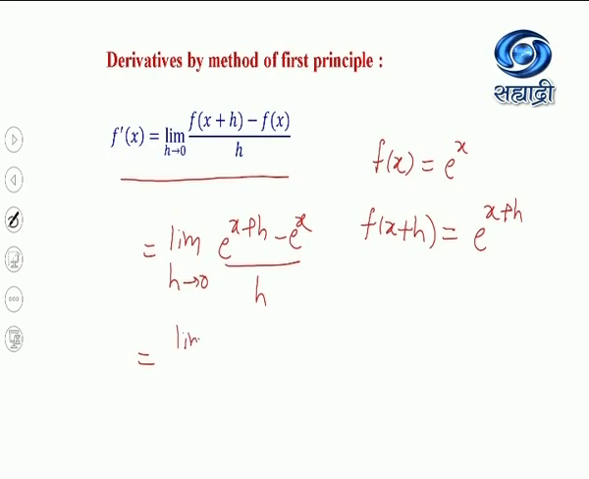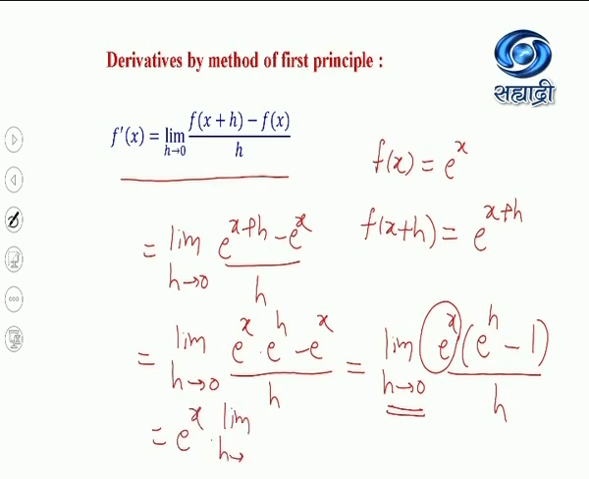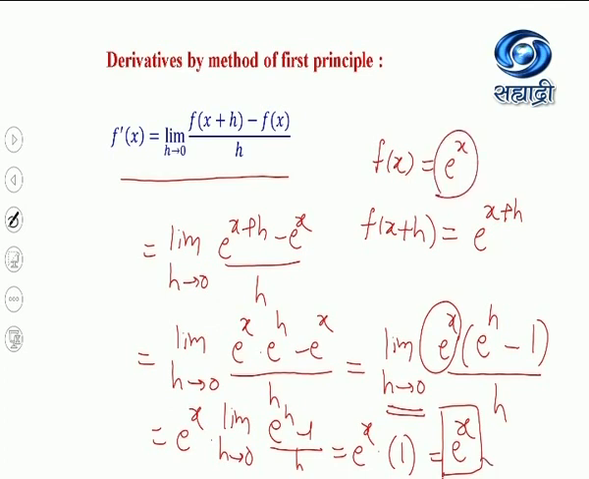Now we can simplify this. Limit h tends to 0 of e raised to x into e raised to h minus e raised to x upon h. Now here e raised to x is common, in bracket you write e raised to h minus 1 upon h. Now here variable is h. So here e raised to x is a constant, can be taken out and we get e raised to x into limit h tends to 0 of e raised to h minus 1 upon h, and now this is our standard formula. Here you write e raised to x into 1. Limit of e raised to h minus 1 upon h as h tends to 0 is 1. So finally we get the answer is e raised to x. So you say that derivative of e raised to x is e raised to x.